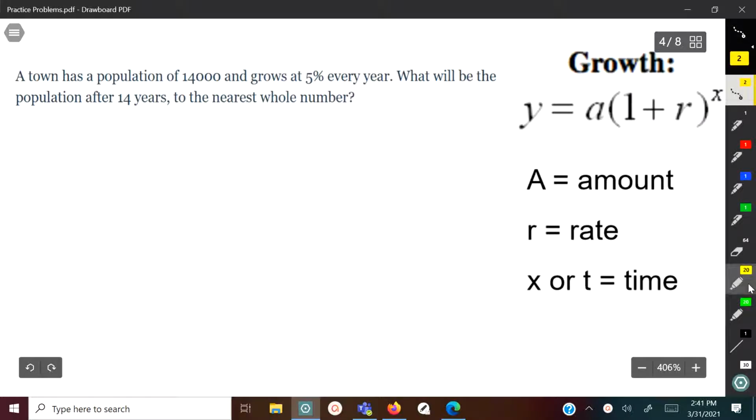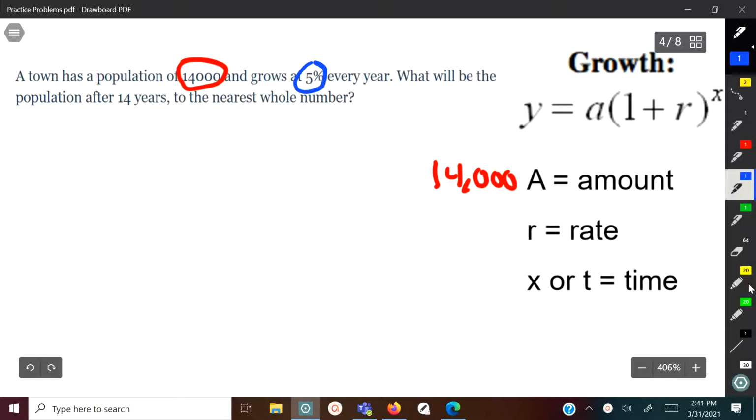Now first you're going to figure out the amount that you begin with. Matter of fact, I'm going to change colors here. That's 14,000. That's the amount you begin with. Then you're going to find the rate, which is 5%, and we're going to change it to a decimal. You move the decimal two places to the left, so that gets you 0.05. And then finally, the time, 14 years. So you'll put 14 here.